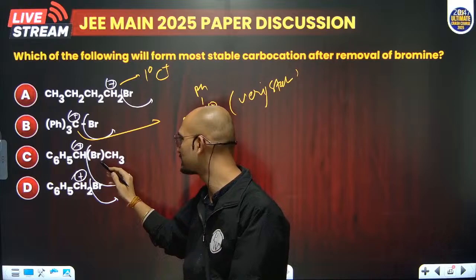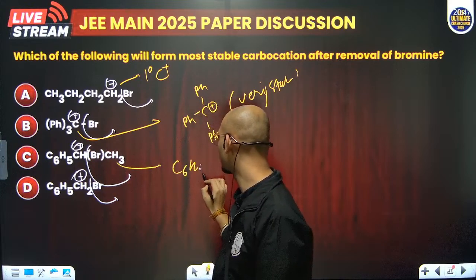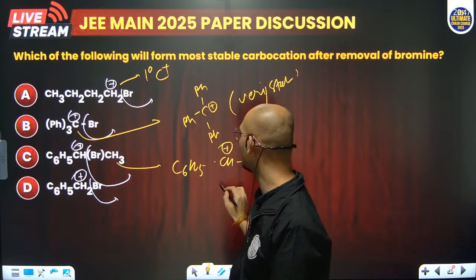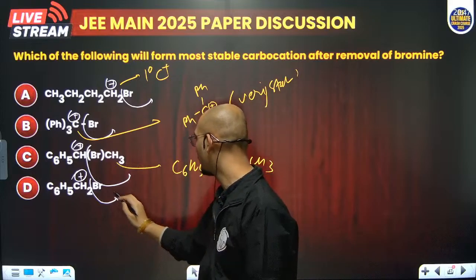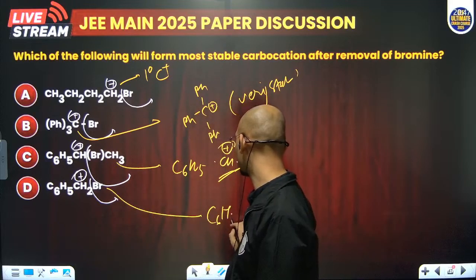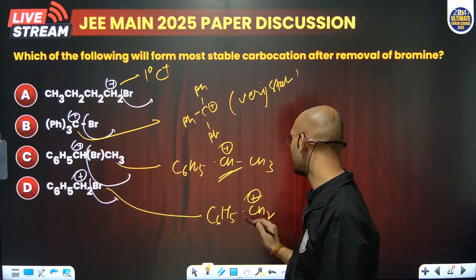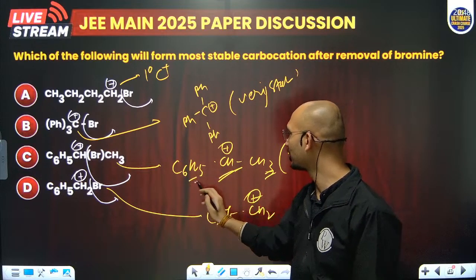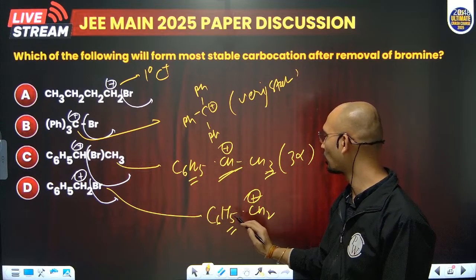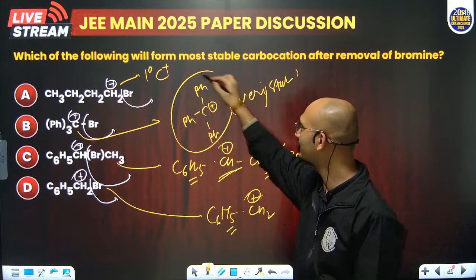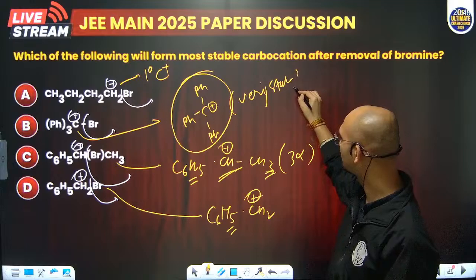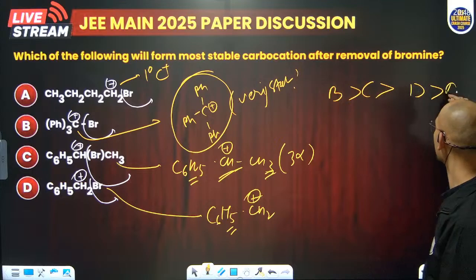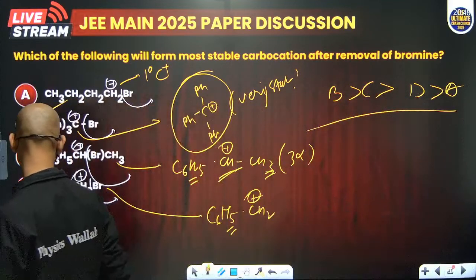Here we have C6H5 CH3, and here we have at the benzylic position there is positive, and here we have C6H5 CH2 positive, which is going to be more stable. Why? Because there is 3 alpha hydrogen from here also, and here it is also going to be resonance stabilized. Here it is going to be only resonance stabilized, but most stable will be this. If someone asks you the order, B will be more than C will be more than D will be more than A. It is very, very, very easy. Anyways, answer will be this.